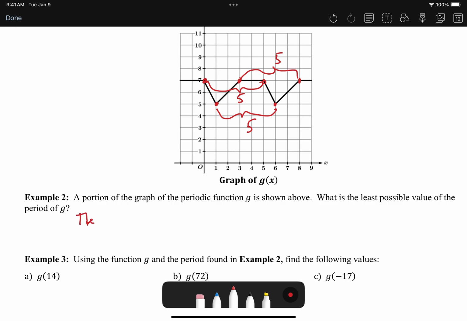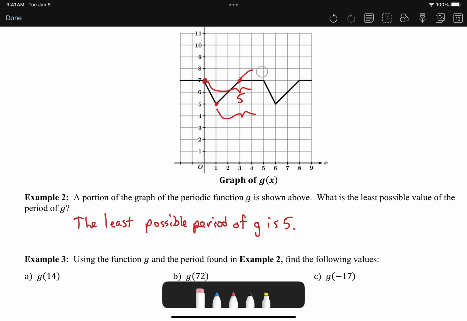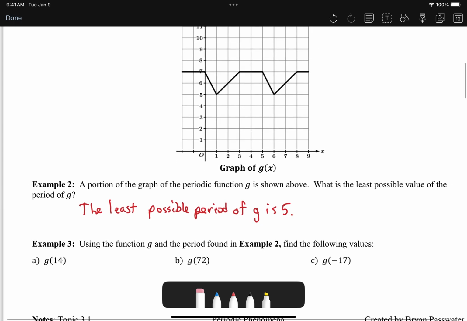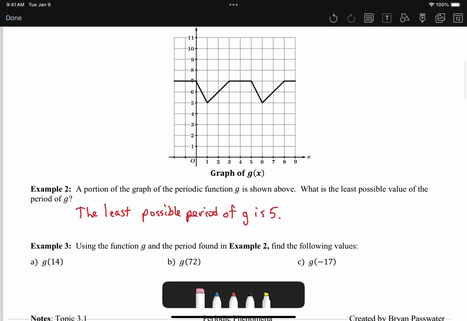So the least possible period of g is 5. Now, knowing this, and I'm going to erase these, we can figure out any value of g based upon what we have just in our graph.